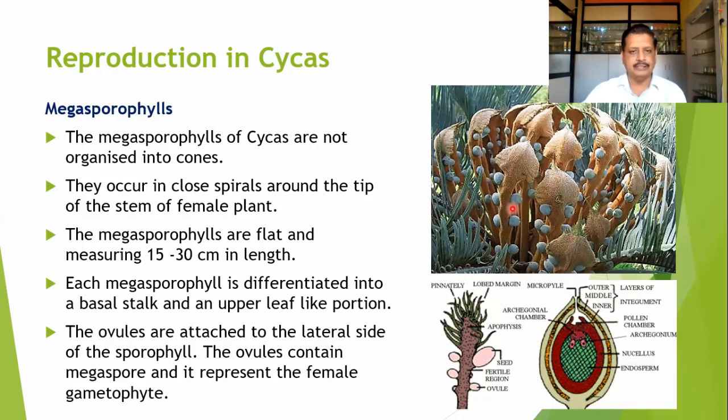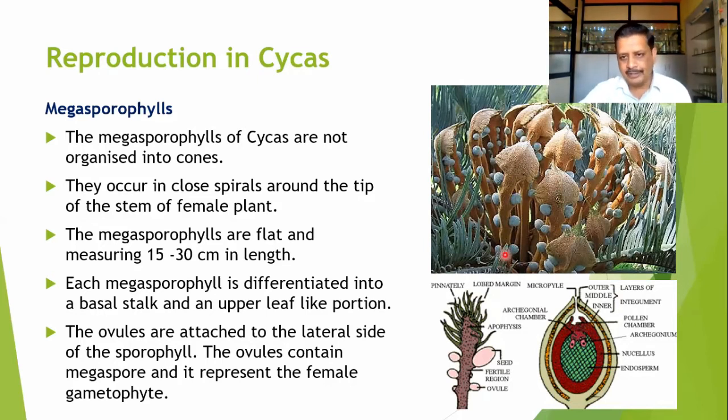Each megasporophyll is differentiated into a basal stalk-like structure. Here you can observe the basal stalk and the upper leaf-like portion. Okay? So this is the megasporophyll. These megasporophylls are normally flat and measure about 15 to 30 centimeters in length. Here you can observe the ovules, or megaspores, developed on the megasporophylls. These are attached to the lateral sides of the sporophyll, and the ovules contain the megaspore, and it represents the female gametophyte in Cycas.